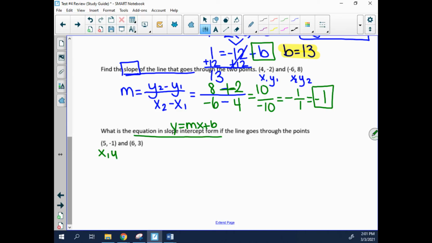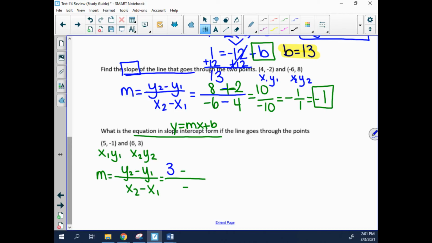We have our x1, y1, x2, y2. We're going to start by finding slope. Use the slope formula, y2 minus y1 over x2 minus x1. Set up that fraction bar with a subtraction sign on top and bottom. Then plug your numbers in.